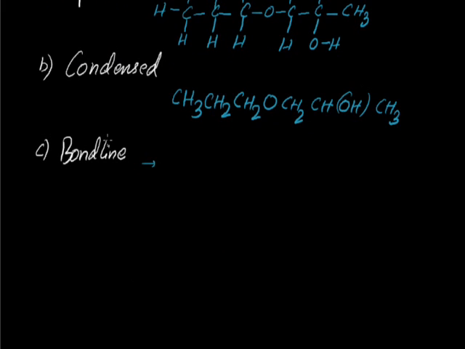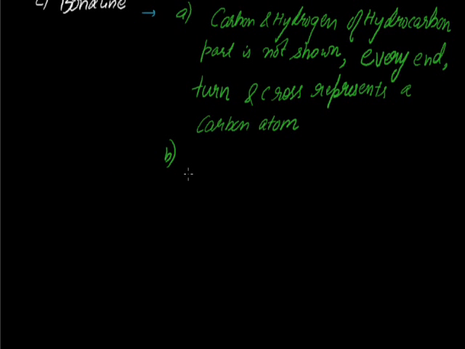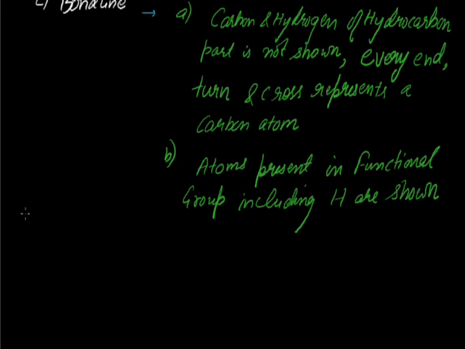Let us note two things about the bond line structure. The first one is carbon and hydrogen of the hydrocarbon part is not shown. Every end, turn and cross represents a carbon atom. The second thing that we should note about the bond line structure is that atoms present in a functional group, including hydrogen, also are shown. Let us take a few examples to understand both of these points.